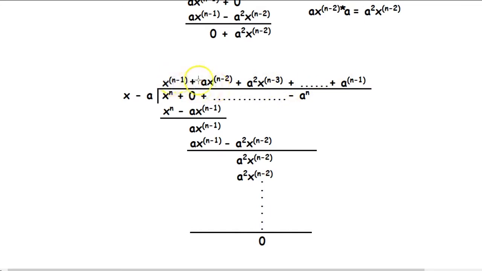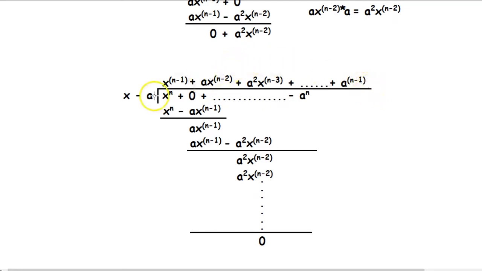Now let's analyze this quotient here. So here we can see that the power of x reduces 1 by 1 in the consecutive terms. So here the first term we have x to the power n minus 1. So the next one we have x to the power n minus 2. The third term we have x to the power n minus 3. So the nth term will have x to the power n minus n. That means x to the power 0, which will be 1.